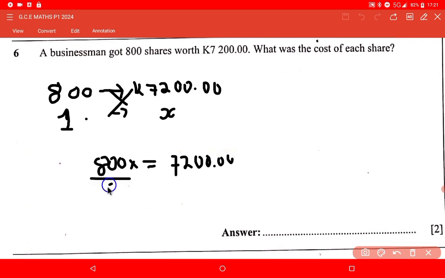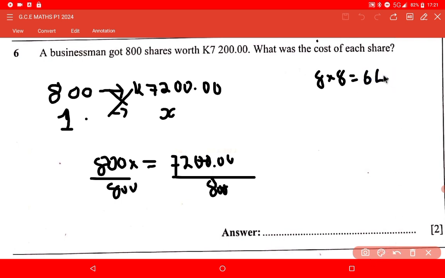Divide by 800. So these zeros can cancel, these zeros can cancel. So you're just dividing 8 into 72. Okay, you know that 8 by 8 is 64. We know that, right?